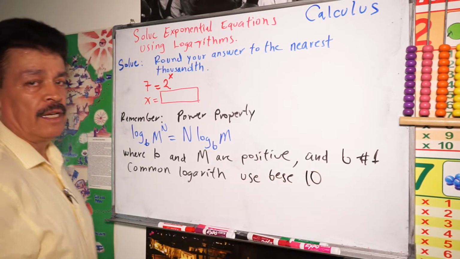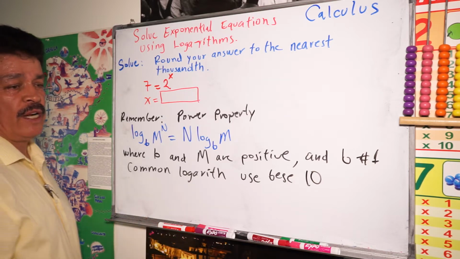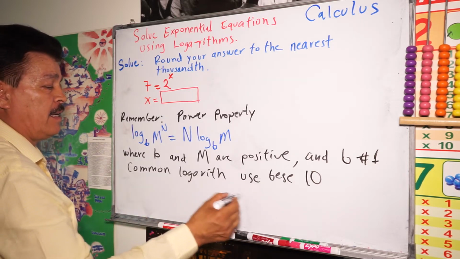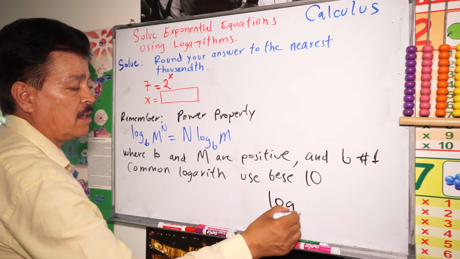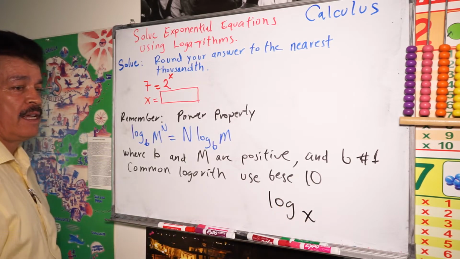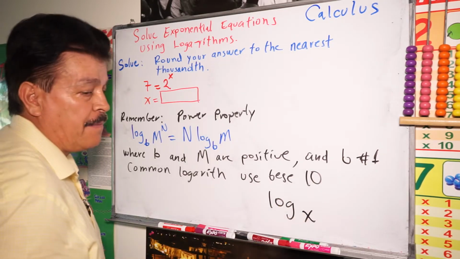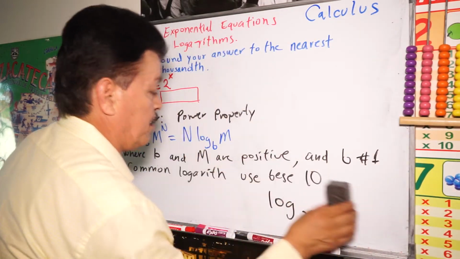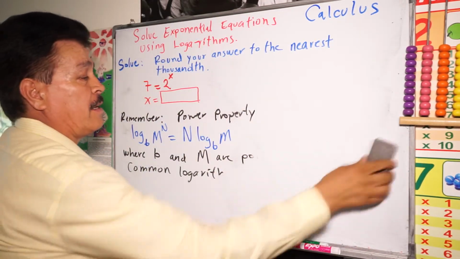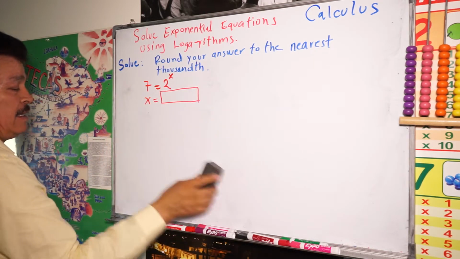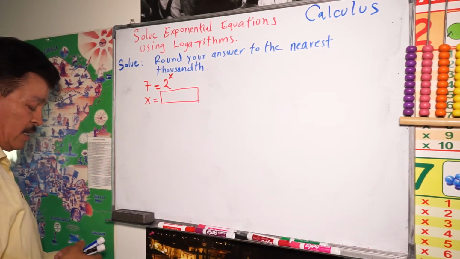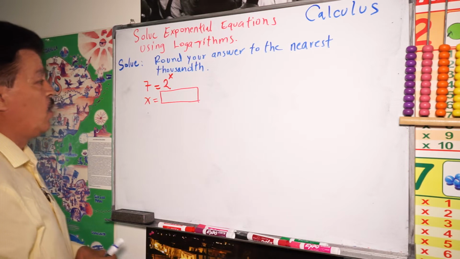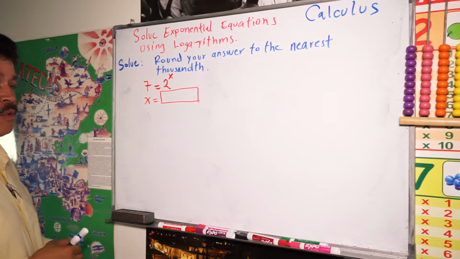The common logarithm uses base 10. It's usually written like log x, without the base. Remember this kind of idea before we solve our question for today. Keep in your mind these kinds of rules, and then we're going to pass to solve our problem.